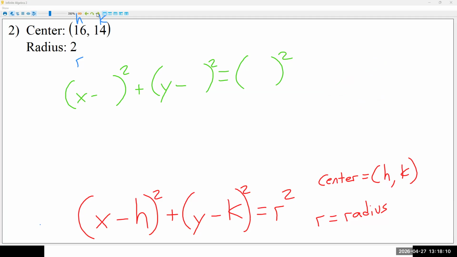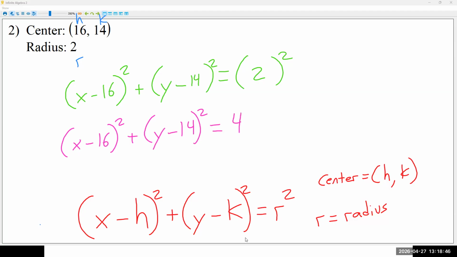Exactly the same thing for number 2. In fact, I'm going to leave it kind of green, plug in. So my center, I have parentheses x minus 16 squared, y minus 14 squared, and my radius is 2. Well, there's actually only one thing I can do to simplify this. X should not magically turn into a y. There we go. Only thing I can do is say 2 squared is 4.